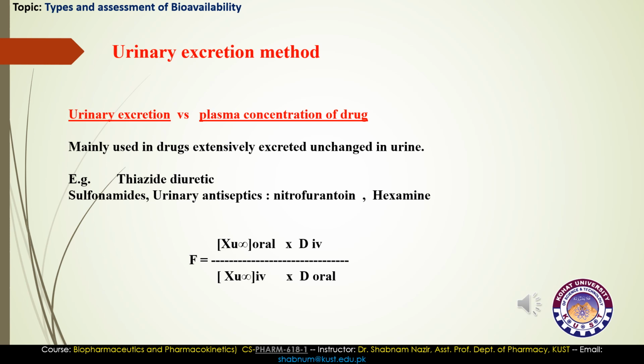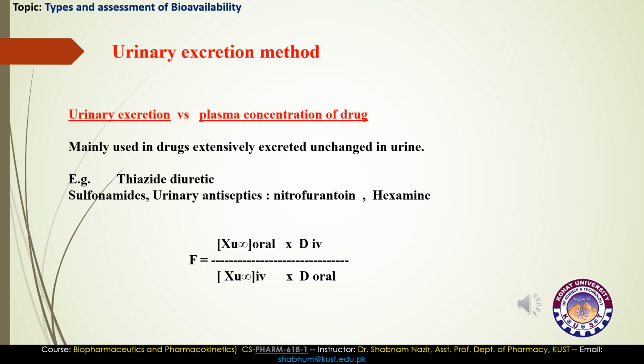Next one is the urinary excretion method, and if I spot the difference between the urinary excretion and plasma concentration method, the only difference which I mentioned earlier is the difference of the sample. In this case, we are collecting urine samples, and secondly, it is applicable to the drugs which are extensively excreted unchanged in the urine, as we know that drugs are metabolized in the liver and they are excreted in the urine as well. So this method is specifically applicable to the drugs which are extensively excreted unchanged in urine.